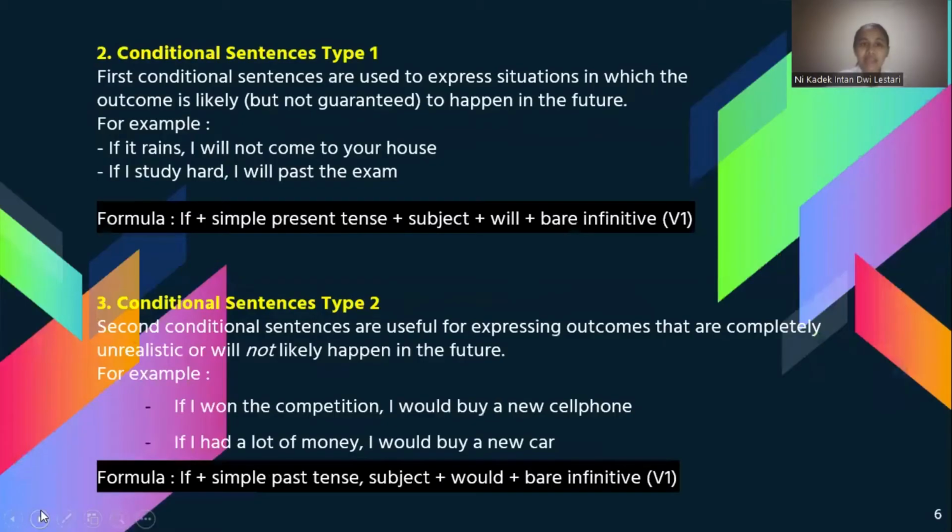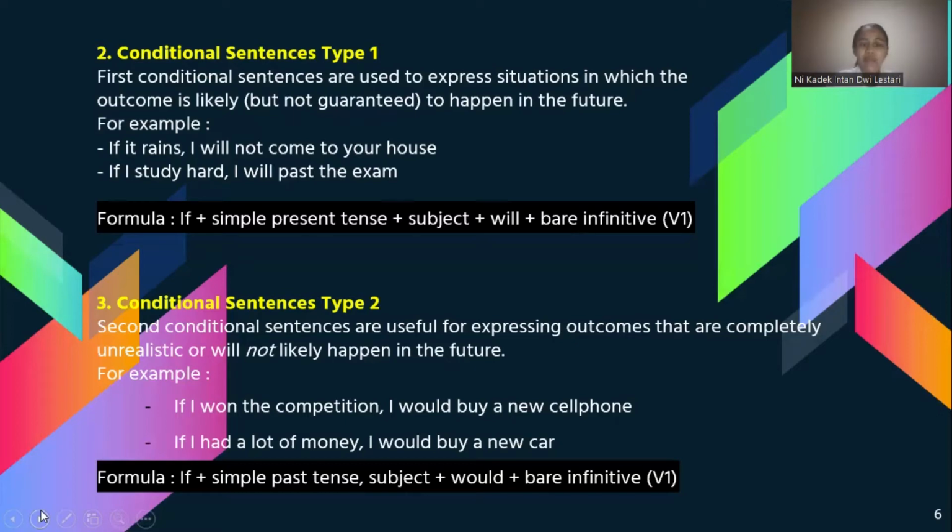The next one is conditional sentence type 1. First conditional sentences are used to express situations in which the outcome is likely but not guaranteed to happen in the future. For example, if it rains, I will not come to your house. If I study hard, I will pass the exam. The formula of conditional sentence type 1 is if plus simple present tense, comma, subject plus will plus bare infinitive or verb 1.